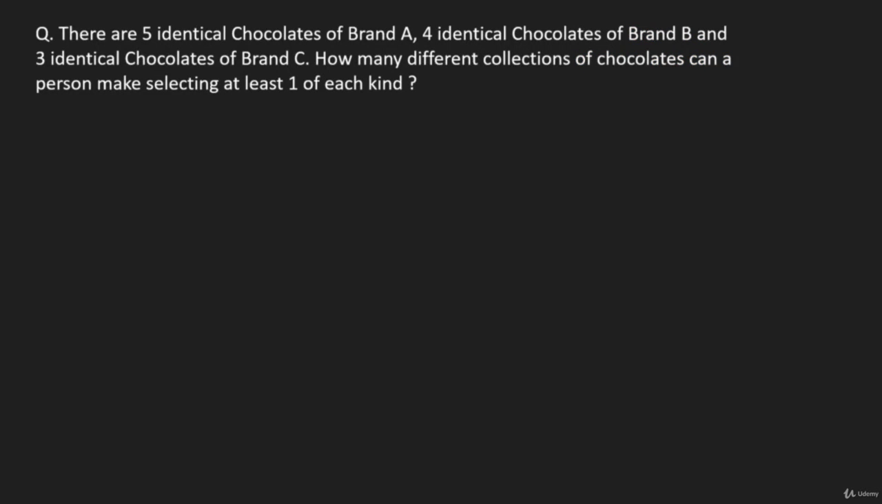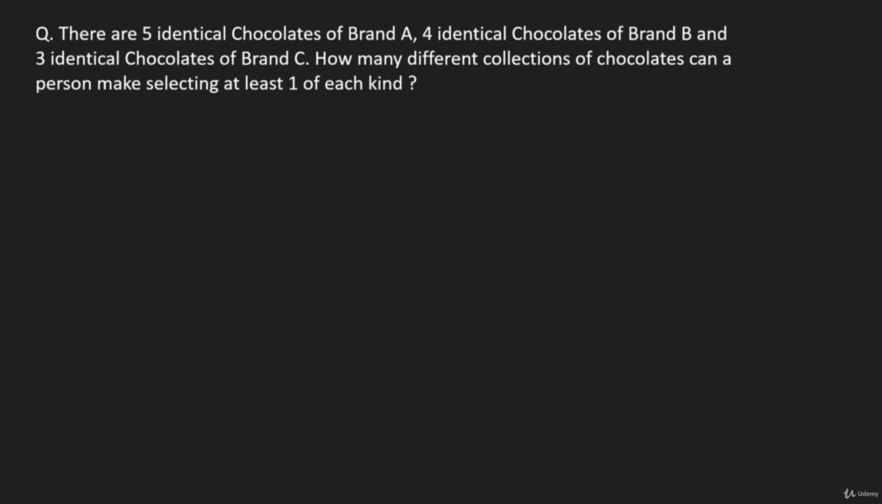Let's do this question. There are 5 identical chocolates of brand A, 4 identical chocolates of brand B, and 3 identical chocolates of brand C. How many different collections of chocolates can a person make selecting at least one of each kind? Pause the video, give it a try, and then we'll do it together. Alright, we are back. I hope you have given it a try.